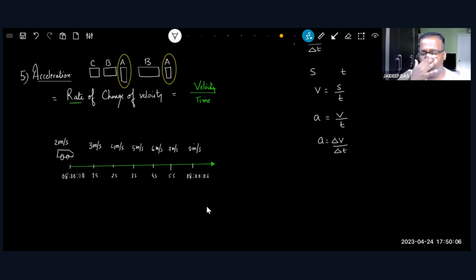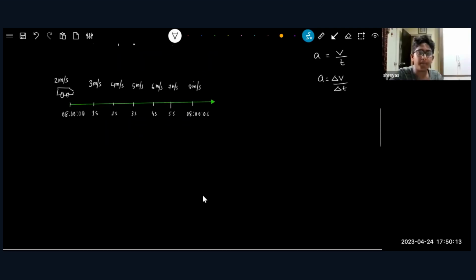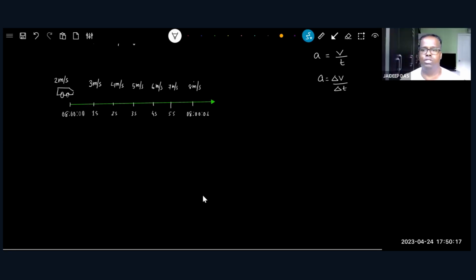My first question to you: is the velocity uniform or non-uniform? What is the definition of uniform velocity? Let's plot uniform velocity. We have to use graphs. Uniform velocity means what?